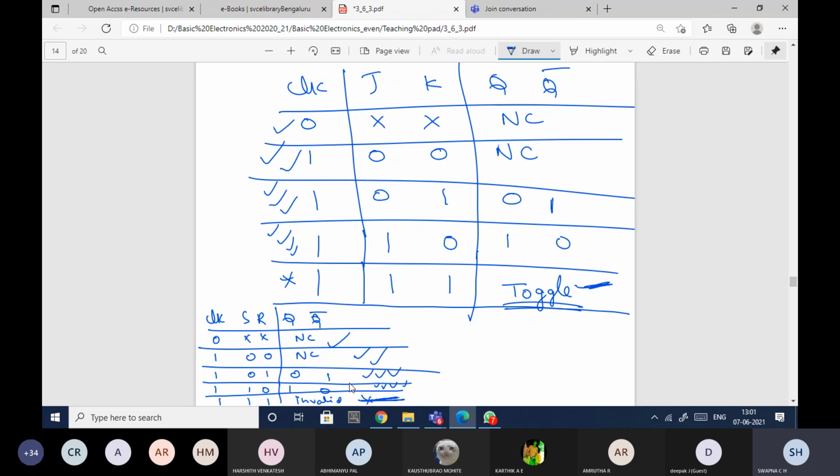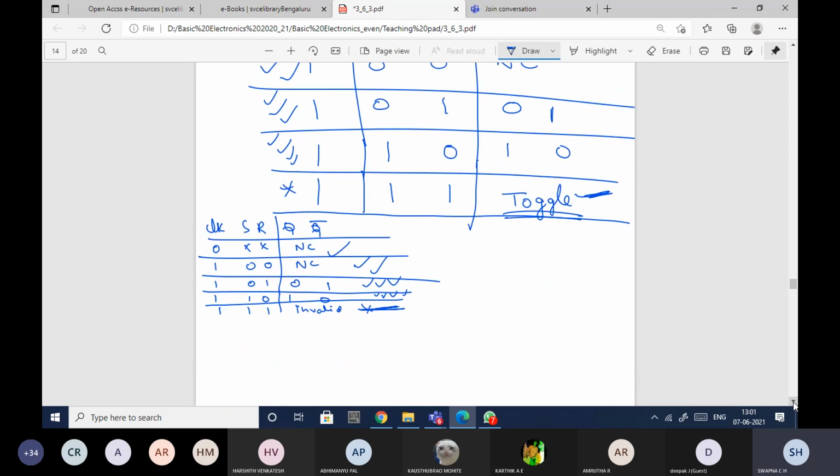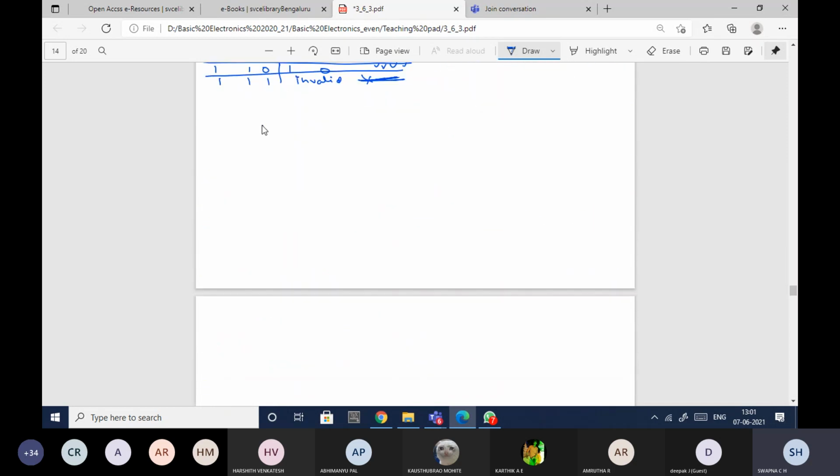Is this clear, ma'am? Yes, ma'am. But here we have a drawback. Again, we have a drawback. So what happens in the JK flip-flop with the clock? What happens when J is equal to 1?